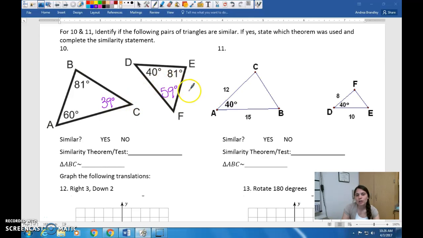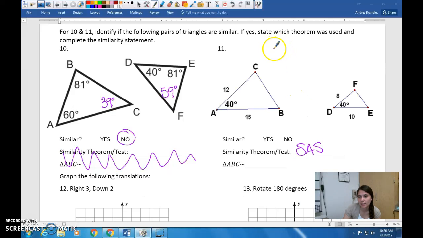So if I look at these two triangles, they don't have at least two angles the same, they don't have three proportional sides, and they don't have side angle side, so I would say no, not similar. And in that case, I wouldn't even have to fill this part out. On number 11, I have a side angle side, and the angles are the same. So if my sides are proportional, then I could use side angle side to say that they're similar.